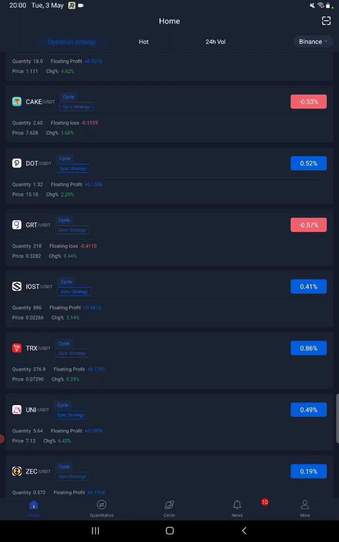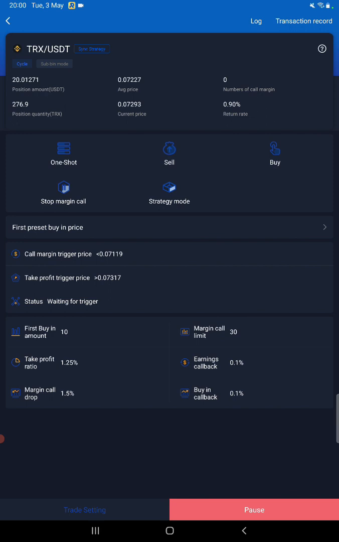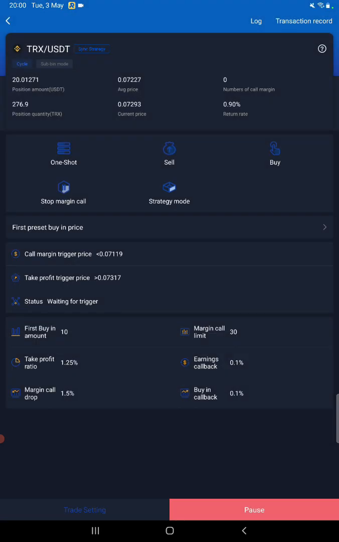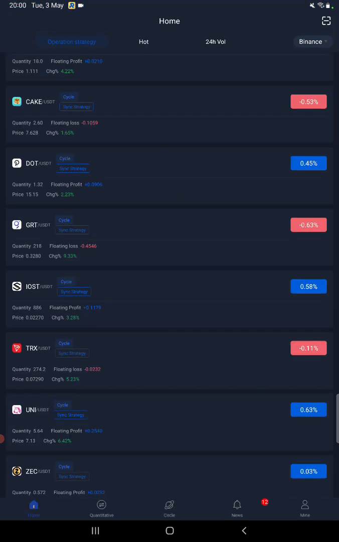I have another one here, TRX, for example. I can now go and sell it and confirm that. Can you see that? Now I have already sold it and the bot opens the TRX once again because the scene owner is still trading TRX. I hope this is clear.